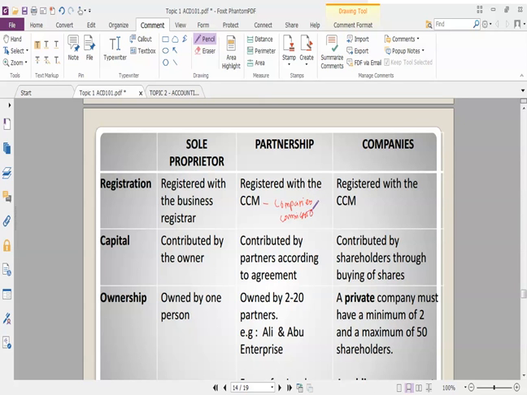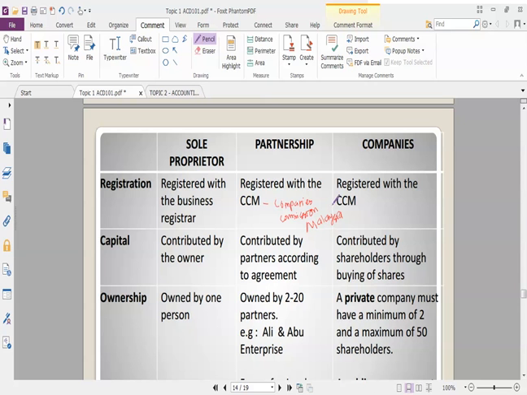Same goes if you open up a company, you must register. M stands for Malaysia. Okay, Companies Commission of Malaysia. Yes, an authorized body, just to register the company and also the partnership business.